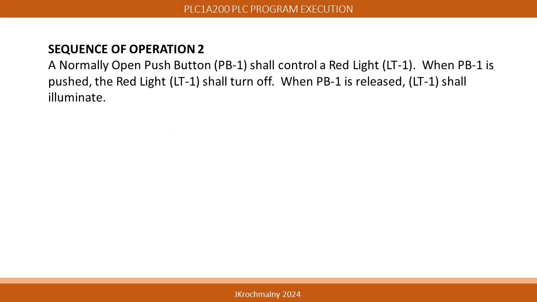We can start to understand the PLC program execution with reference to a simple electrical sequence of operation and the hardwired circuit that could achieve it. One such example is this one. Sequence of operation 2. A normally open push-button PB1 shall control a red light LT1. When PB1 is pushed, the red light LT1 shall turn off. When PB1 is released, LT1 shall illuminate.